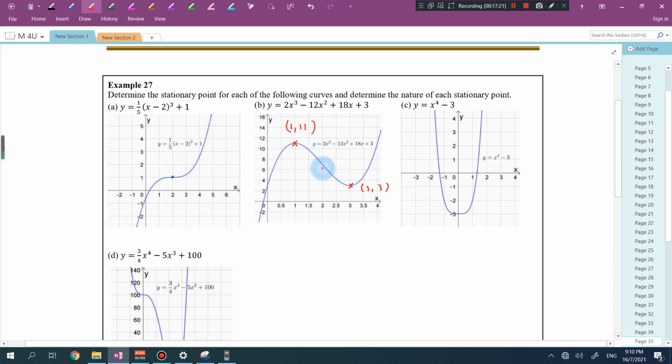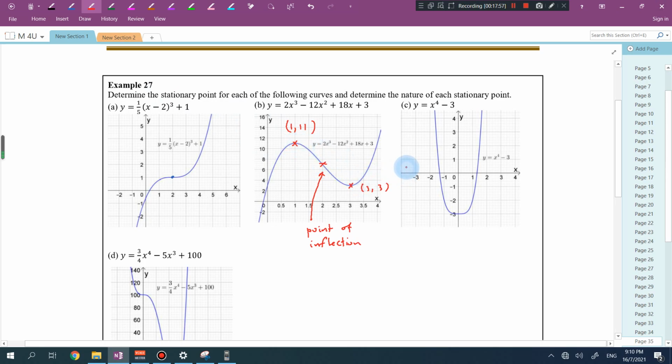Actually, here we have a point of inflexion. I think it's somewhere around here. This is a point of inflexion. But we don't have to find this point, because at this point of inflexion, dy/dx is not equal to 0. That means this point of inflexion is not a stationary point. The question is asking about stationary points, so we only need this point and this point.